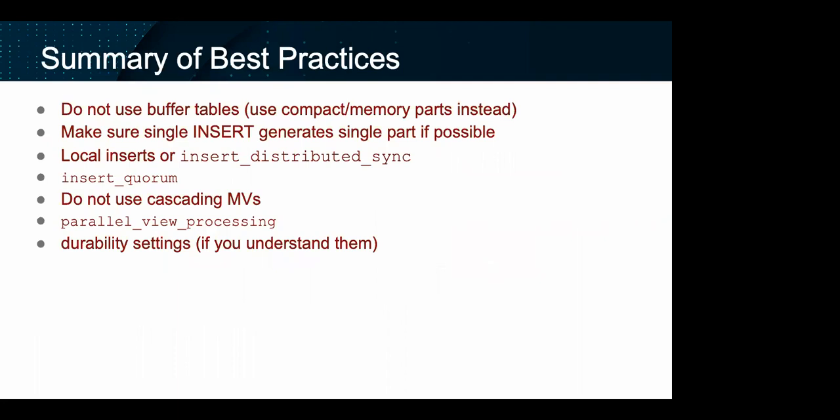So just to summarize the best practices for reliability, this is the following. Don't use buffer tables if you don't have to, and the compact and memory parts do the job better. Try to make sure that an insert generates a single part if possible. If you go to multiple parts, then there is no easy way to guarantee atomicity. Insert distributed sync and insert quorum can help with synchronization for distributed inserts. Don't use cascading materialized views, and you can apply durability settings if you understand them.